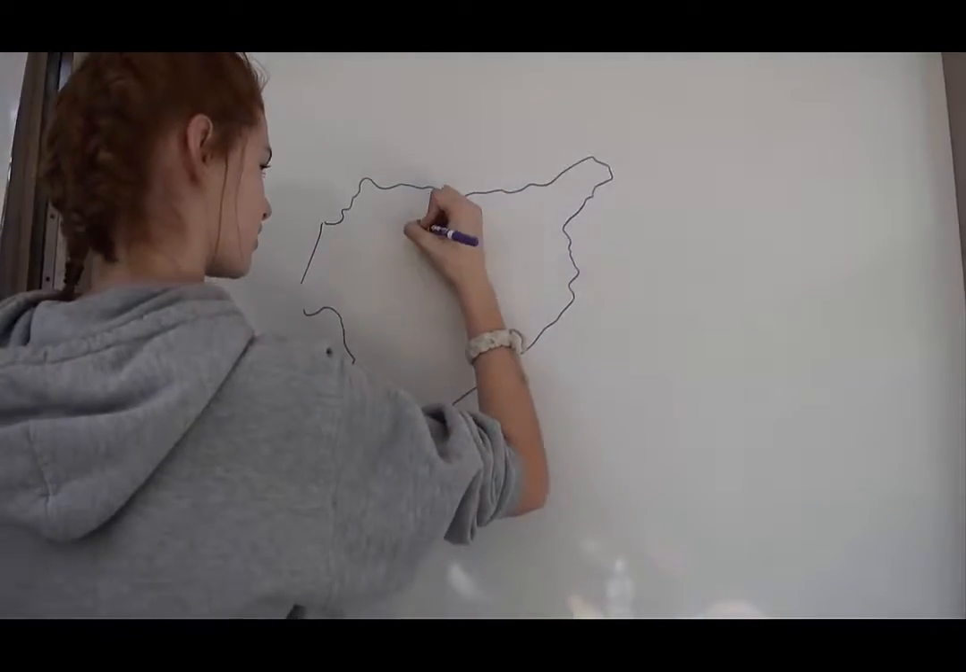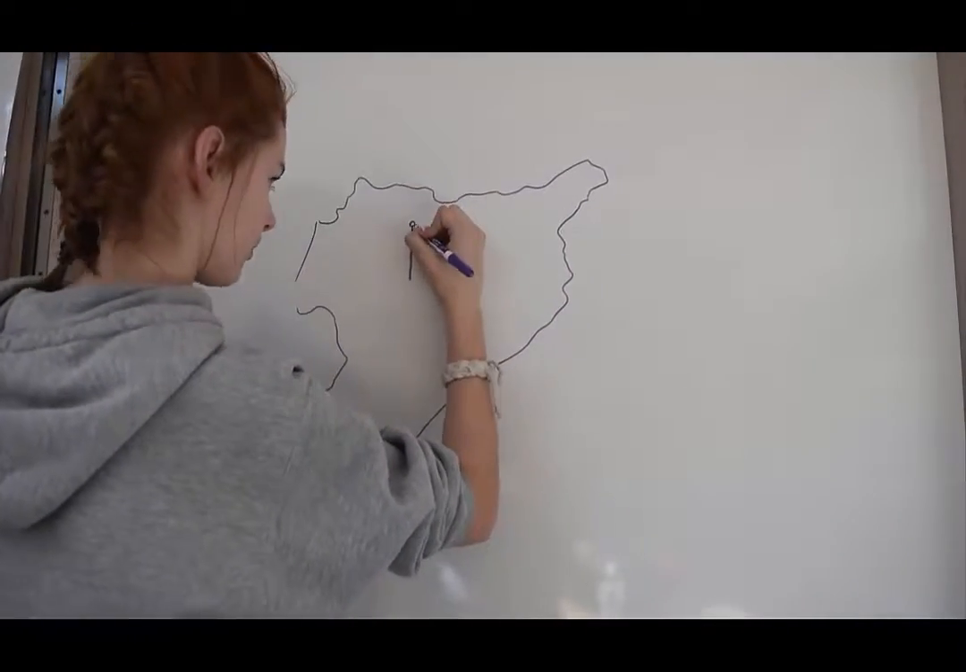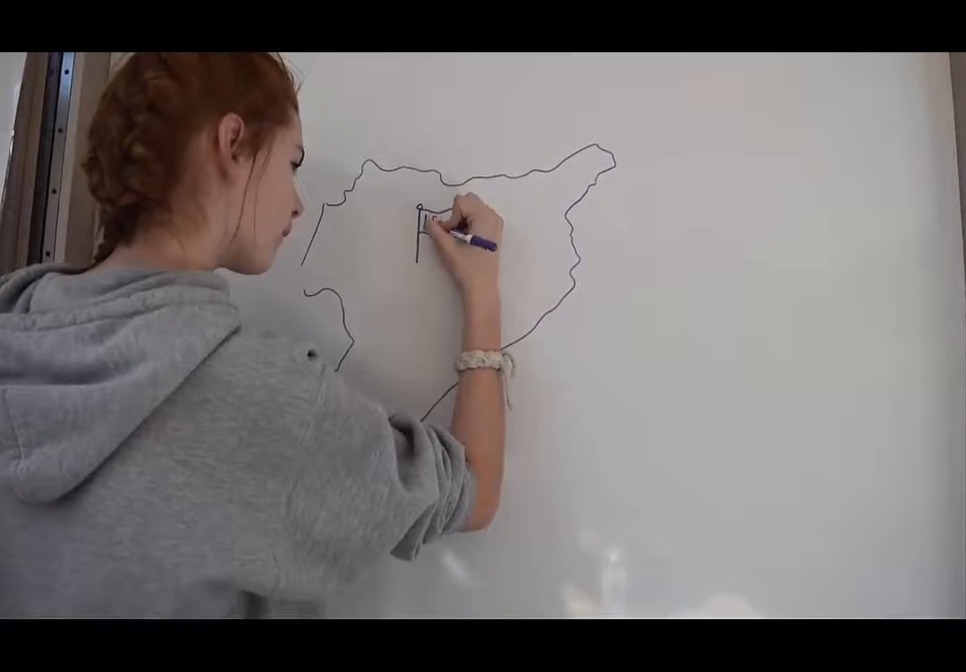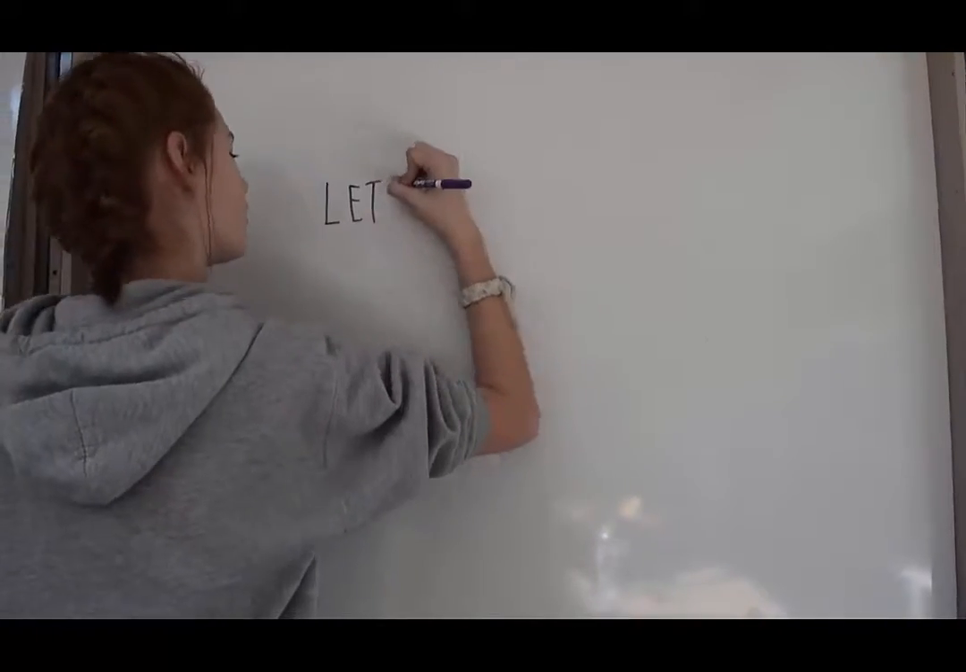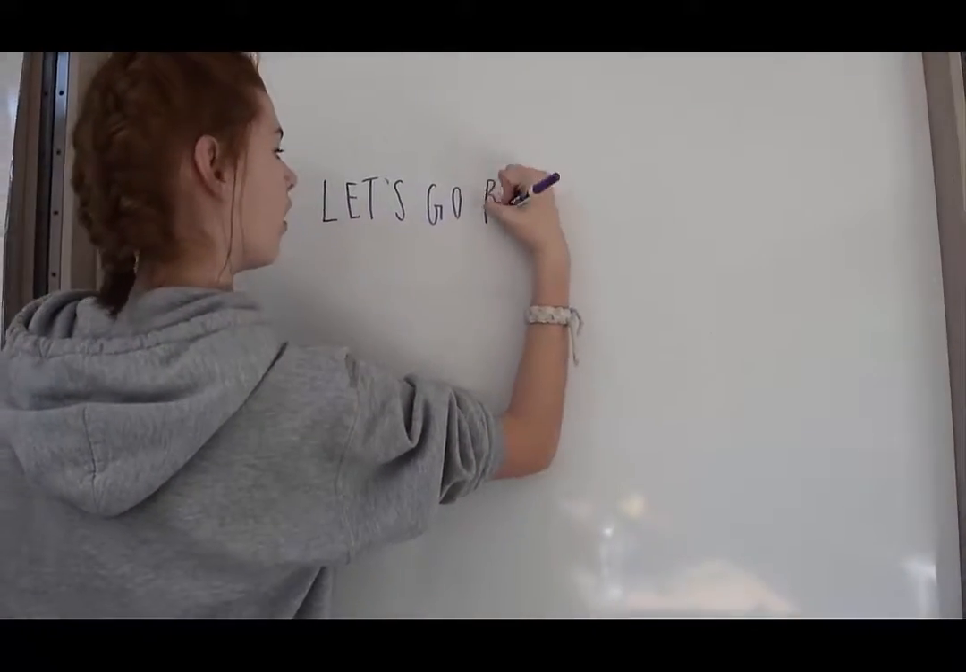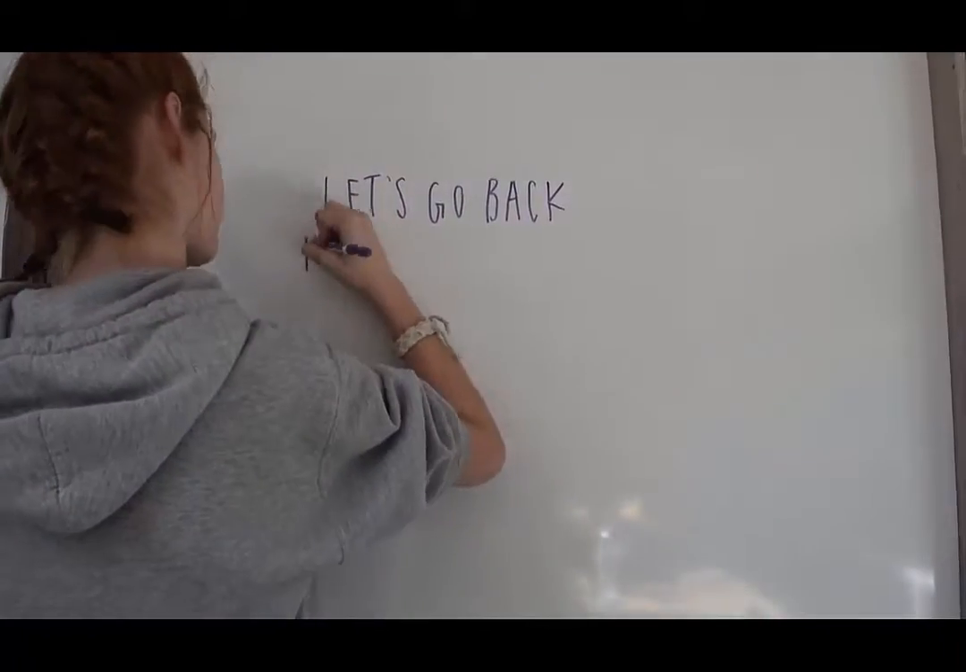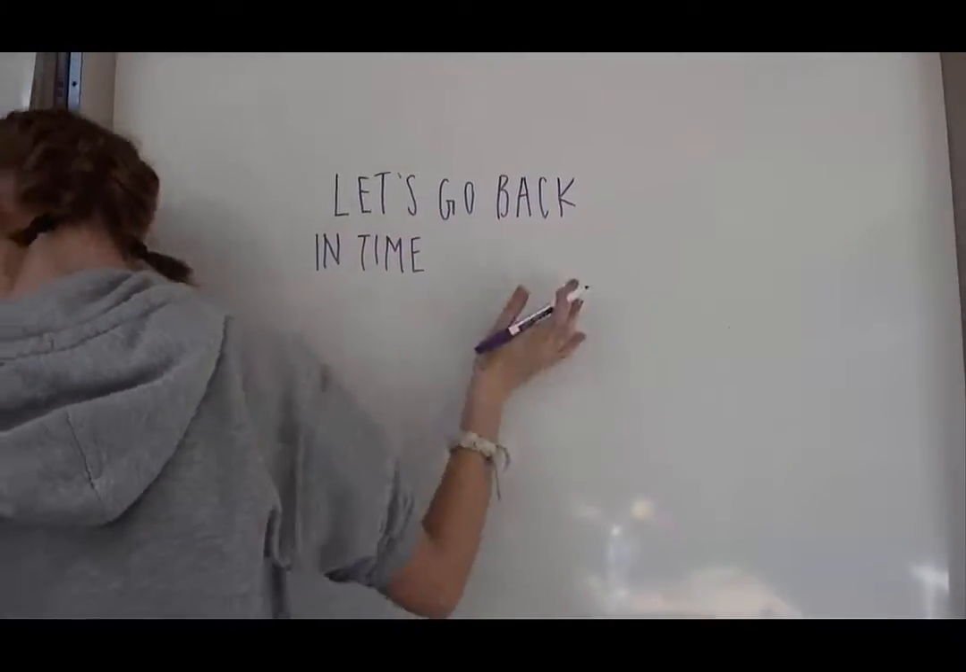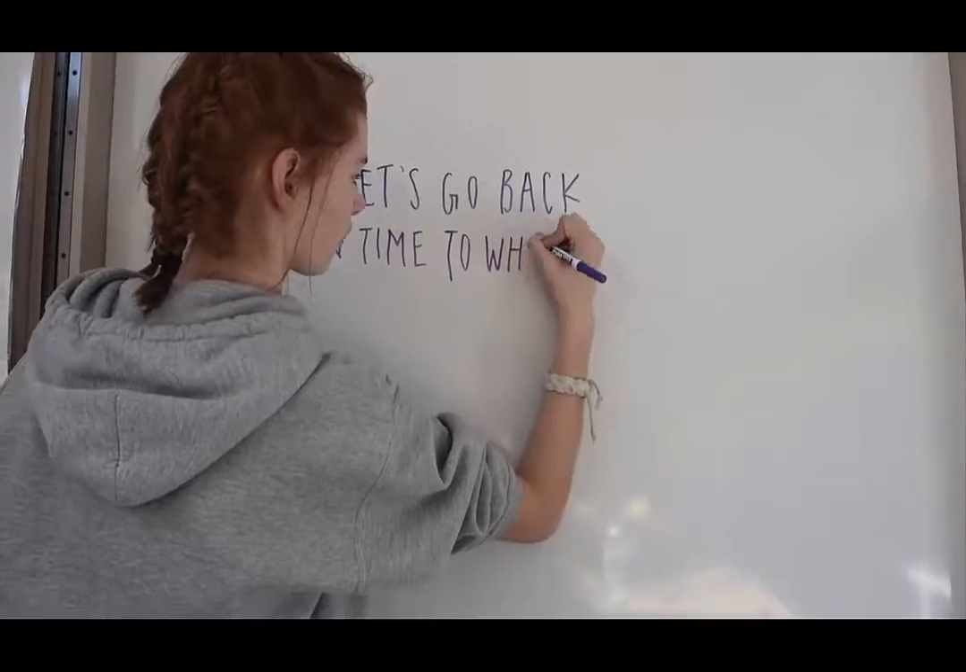Many of you have heard of the terrorist group ISIS, the problem with Syrian refugees, and the many lives that have been lost due to the conflict in Syria. But how did the conflict lead to all of this? Let's go back in time to when it all began.